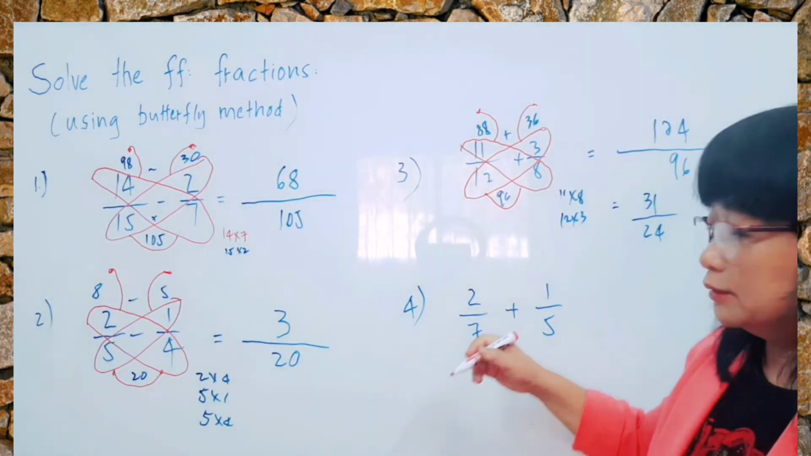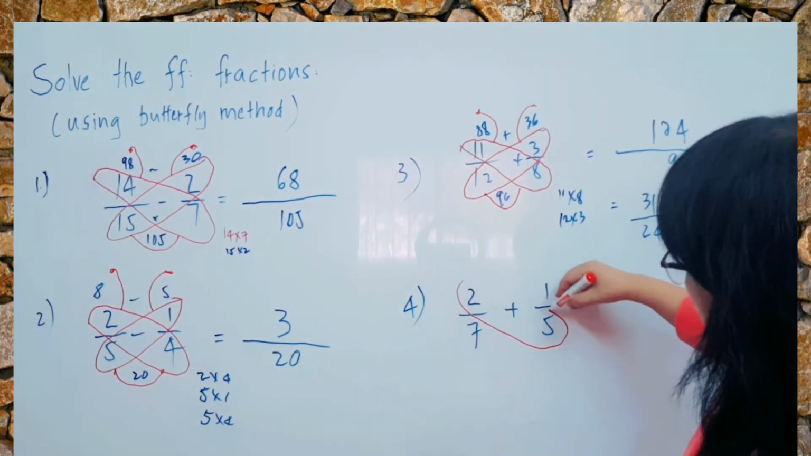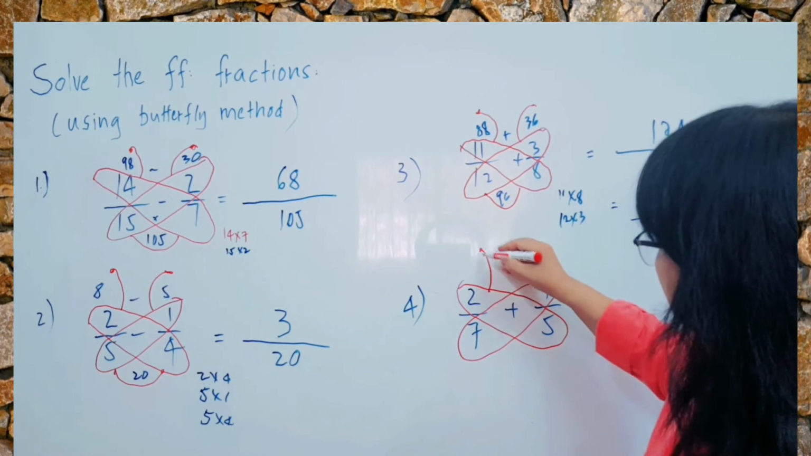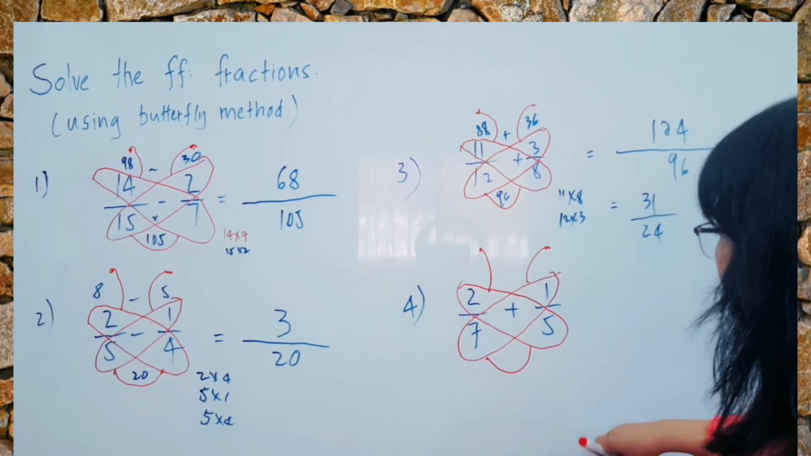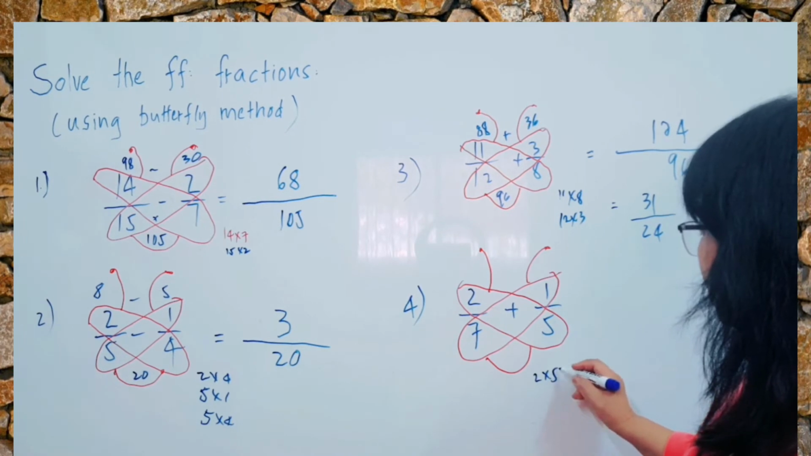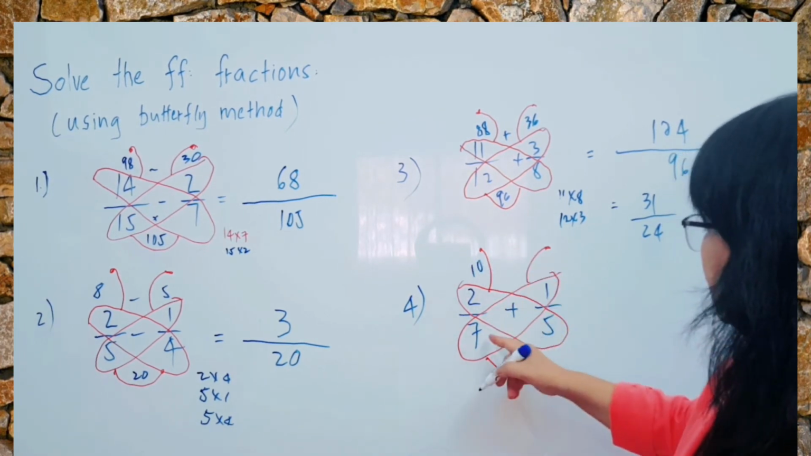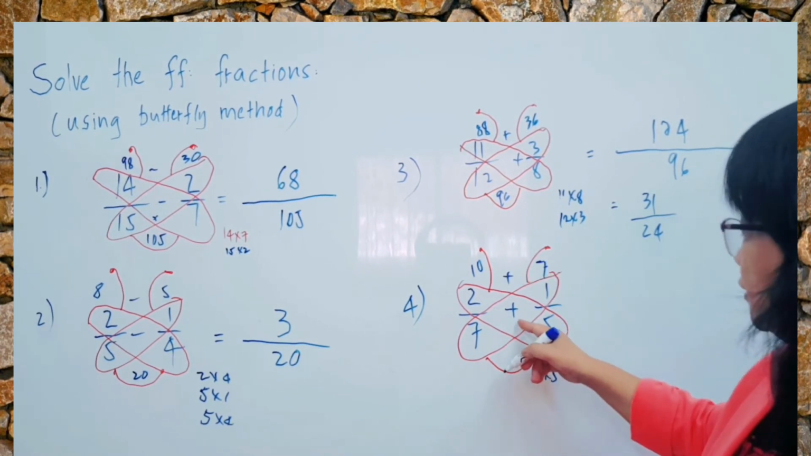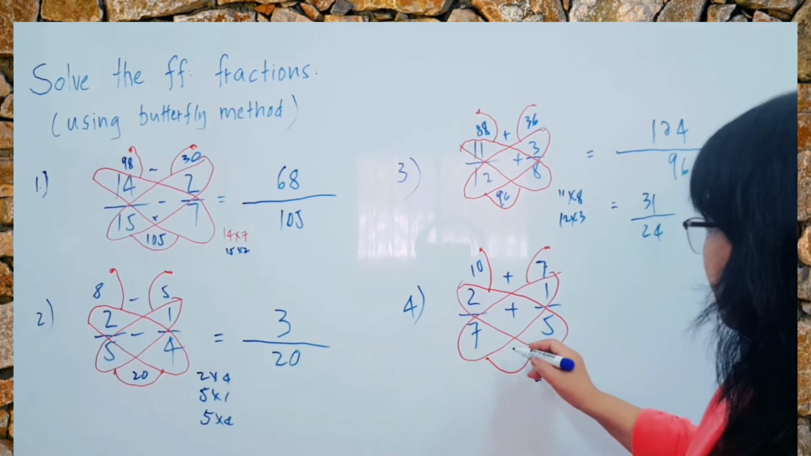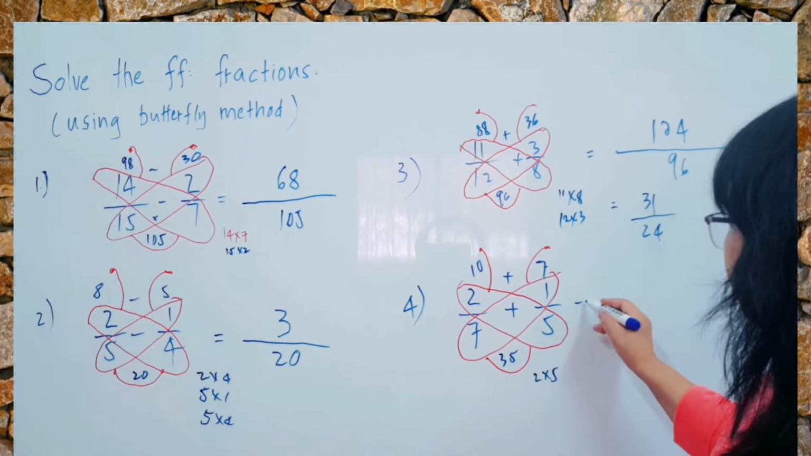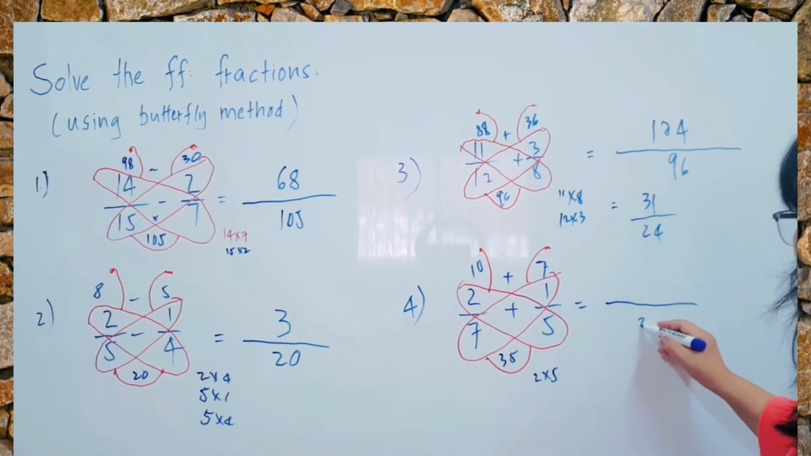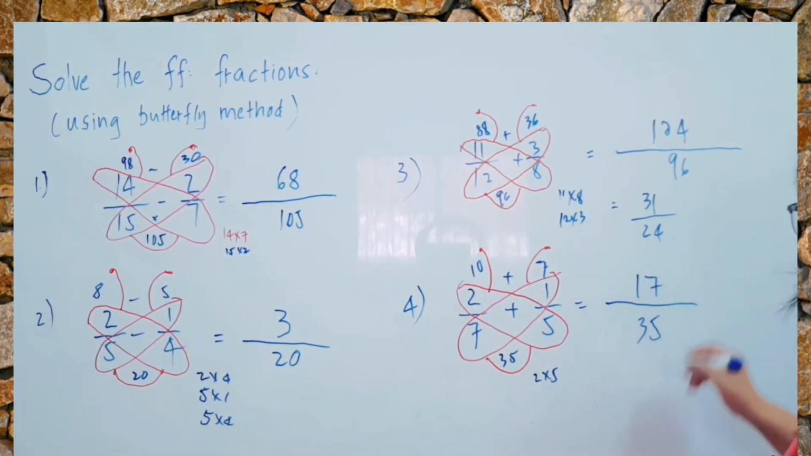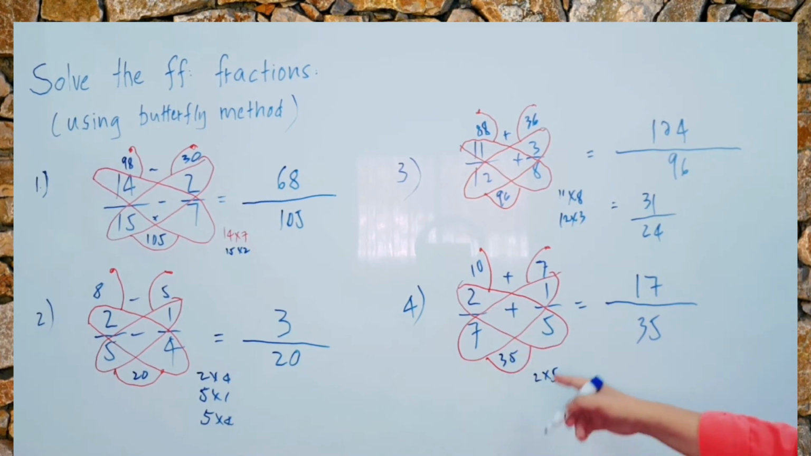And the last one, 2 times 5, 7 times 1. So 2 times 5 is equal to 10. 7 times 1 is equal to 7. And this one plus, of course, because this is sum. And 7 times 5 is equal to 35. Therefore, this is 35 down and up, 10 plus 7 is equal to 17. This is the answer for this one. 2 over 7 plus 1 over 5.